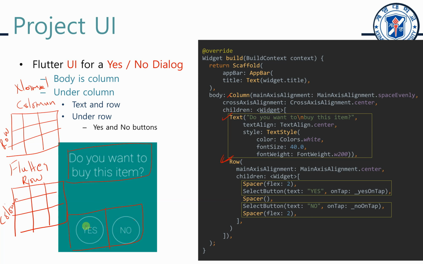So you can see that the definition of row and column in Flutter is reversed. Think of this as your mobile: this side is called column and this side is called row. That is one thing that is a bit confusing when you start to learn Flutter.